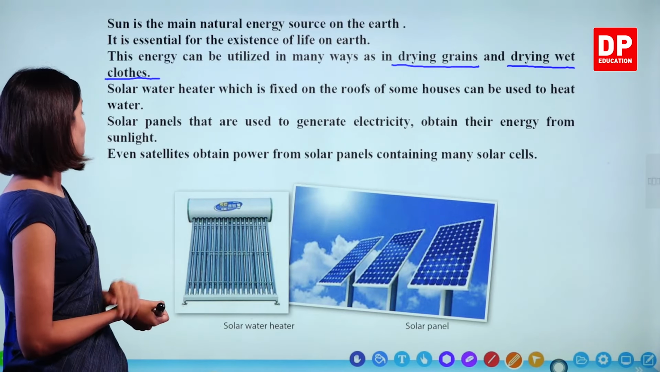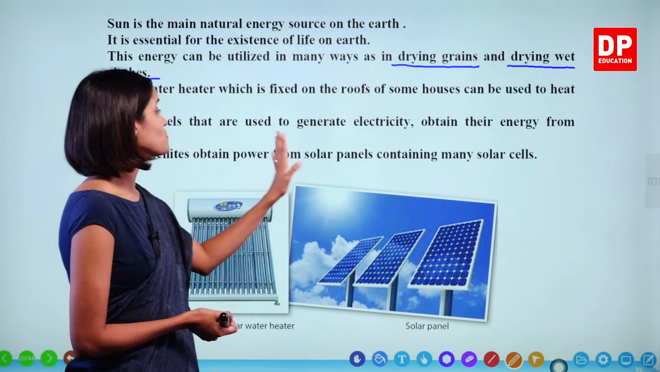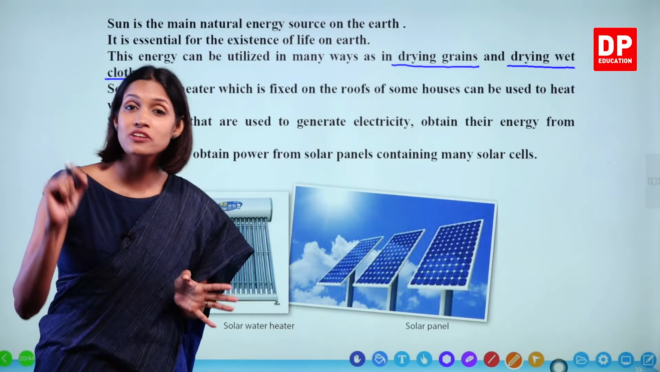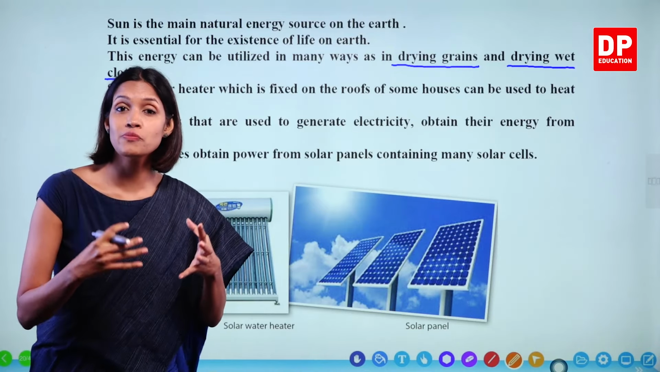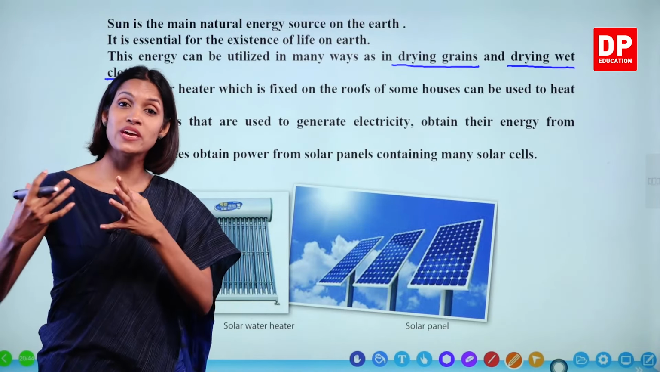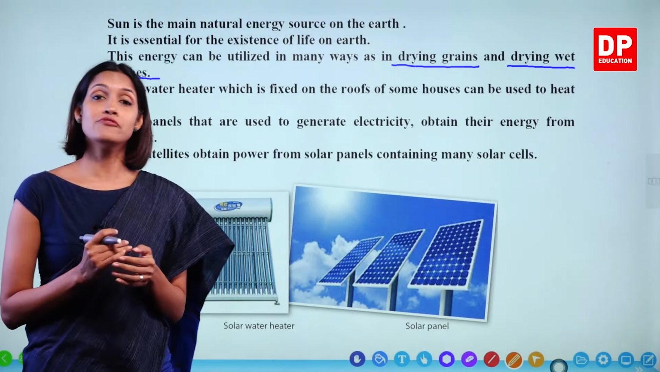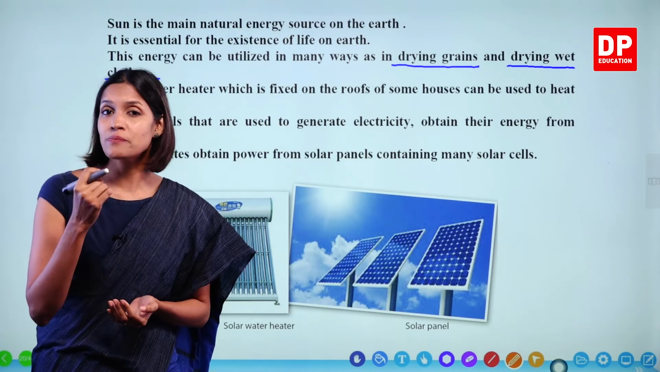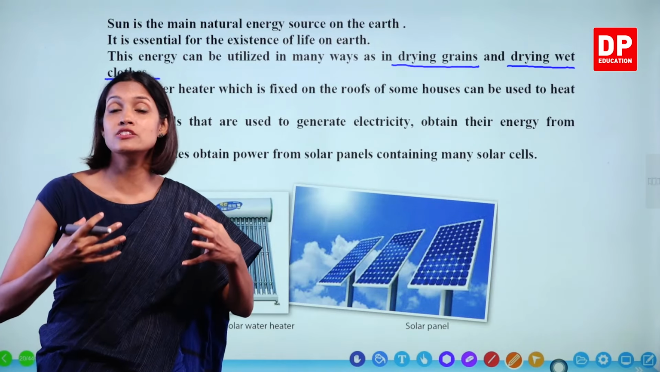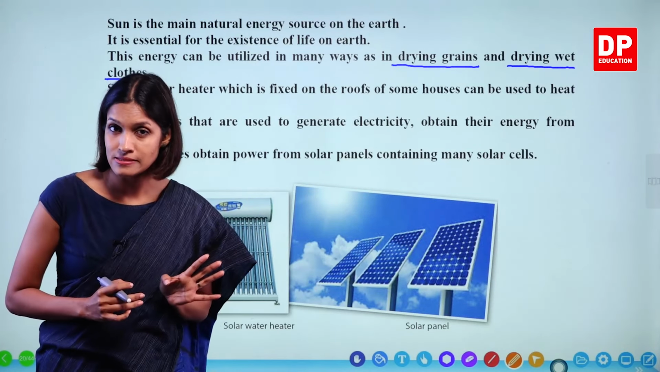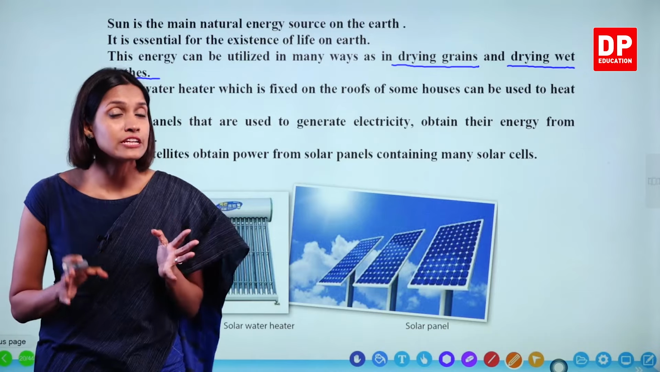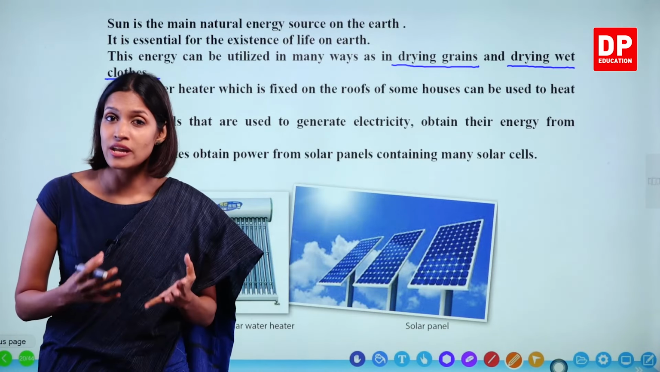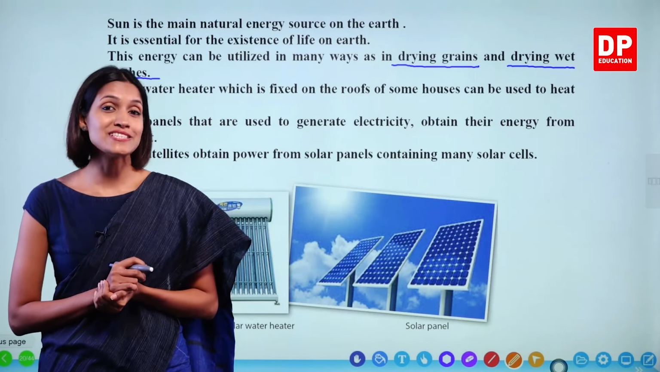Okay. So even satellites obtain power from solar panels containing many solar cells. Satellites that orbit around the Earth have to collect information from different space objects, right? So they have to stay in space for a long period of time. So how do they produce energy? They get energy by using the solar panels. So I think it's very clear now how important solar energy is in order to continue life and to do our day-to-day activities as well.